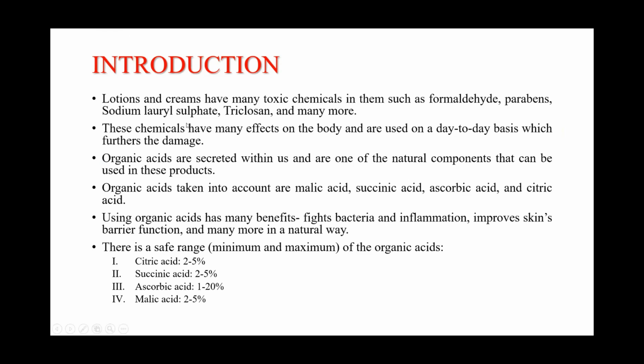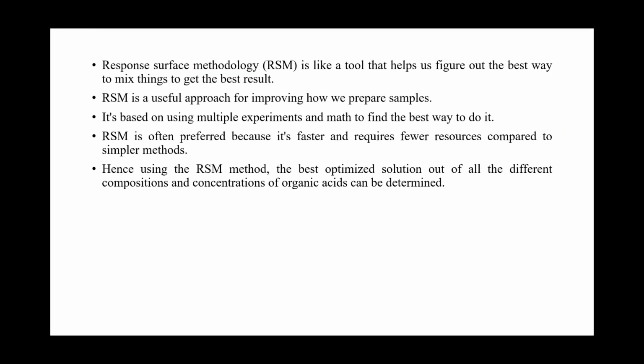There is a safe range, which is the minimum and maximum range of the organic acid. Citric acid has a 2 to 5% range. Succinic acid has a 2 to 5% range. Ascorbic acid has a 1 to 20% range. Malic acid has a 2 to 5% range.